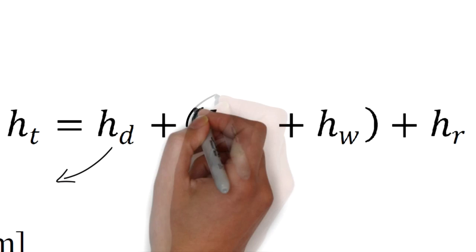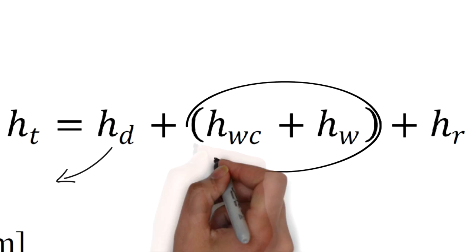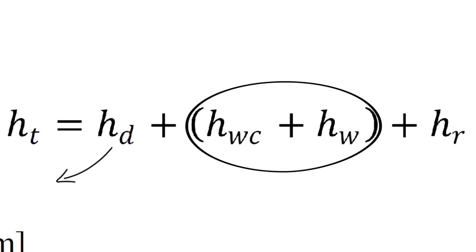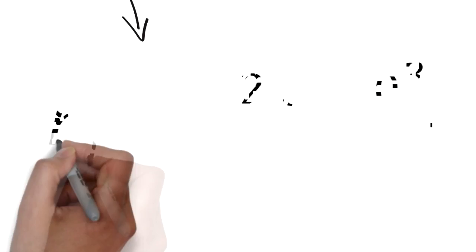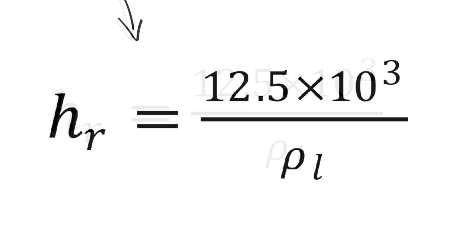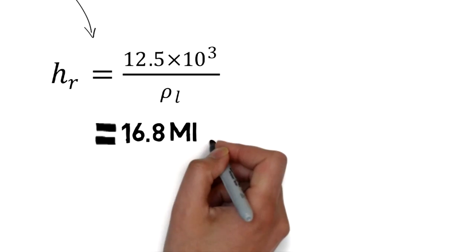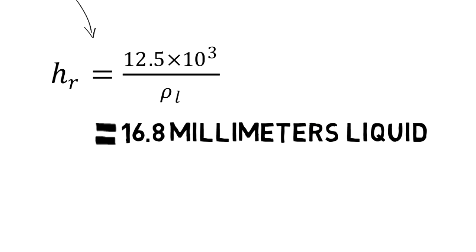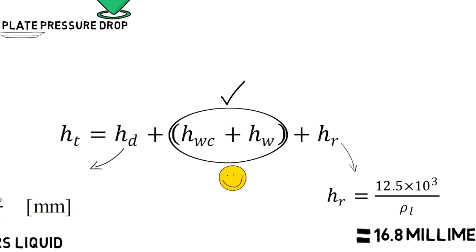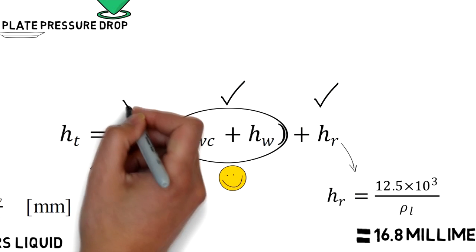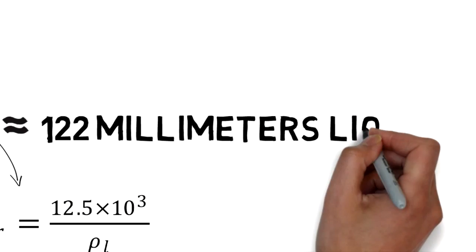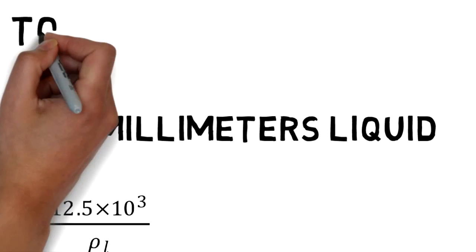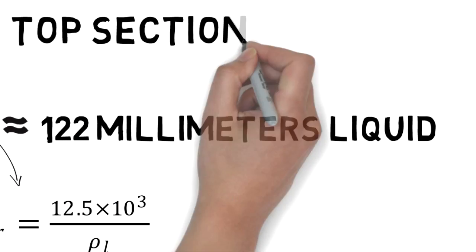We have already determined this value earlier. So now we will go to HR, or the residual height. This value can be determined using this equation. Substituting the density, we can get 16.8 millimeters liquid. We have this, and this, and this. Now, we can add them all to get the total pressure drop, which is 122 millimeters liquid for the top section.